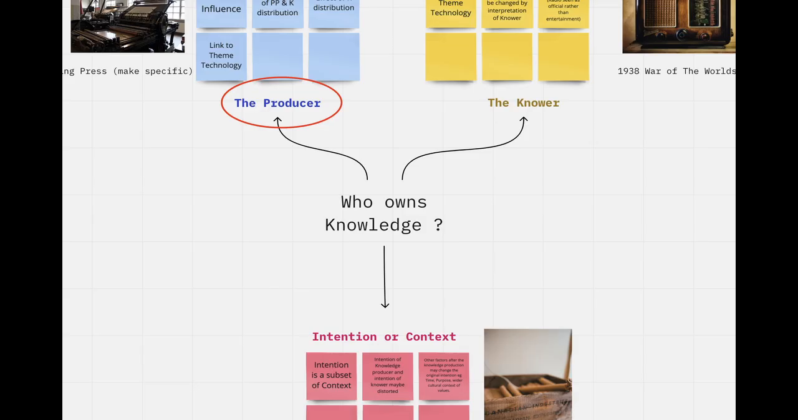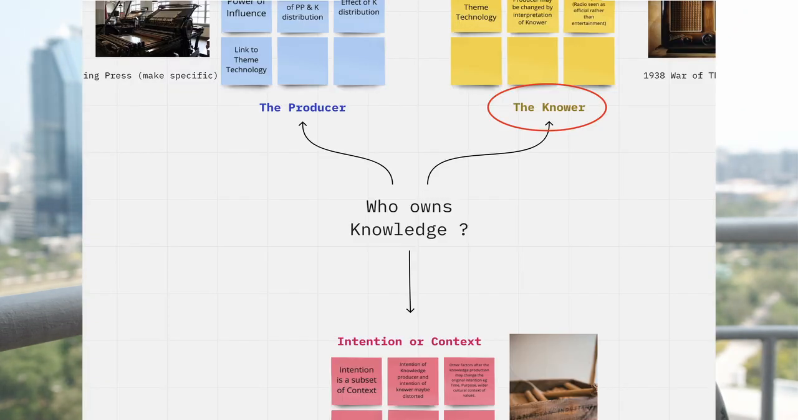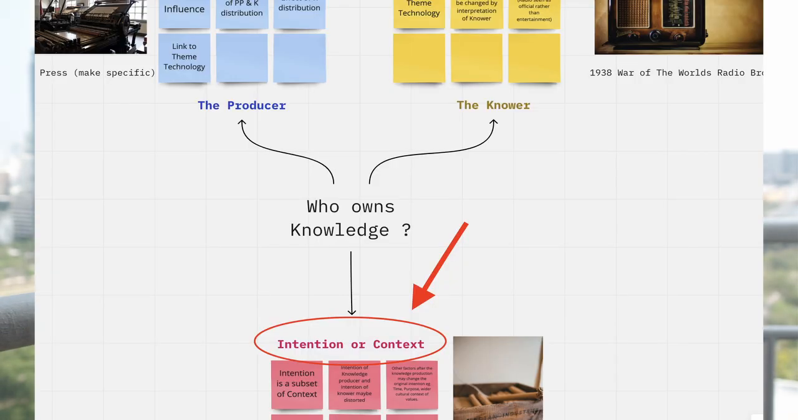So today, I've brought you three claims demonstrated by three objects. The first object, the printing press, for the claim that the knower owns knowledge. The second object, the 1938 War of the Worlds radio broadcast, to show the idea that the knower owns knowledge. And then the third object, dynamite, to demonstrate that maybe intention or context owns knowledge. I hope that you found that useful, and I hope that it's a good model for doing your exhibition. Have fun putting your exhibition together.